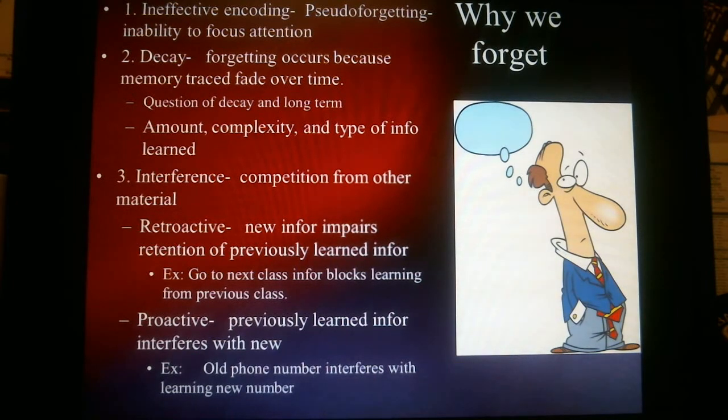And so over time, because we don't reuse it or rehearse it and repeat it over and over, we could lose it. The third reason why we forget? Interference. Now this goes to short-term memory. Interference is basically because of competition from other material. There are two types of interference that can cause us a lot of problems.